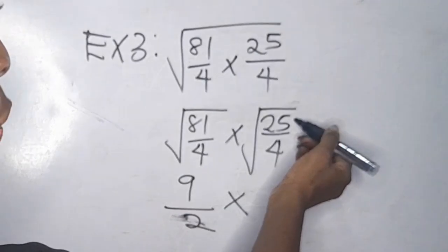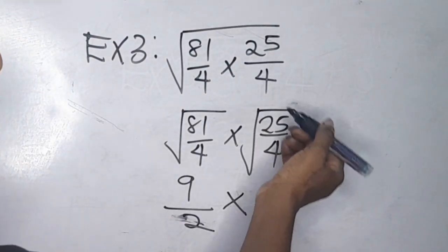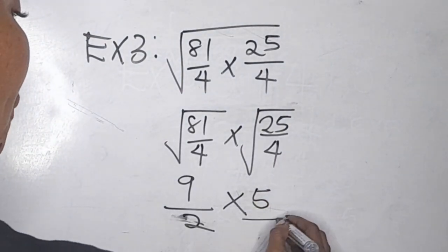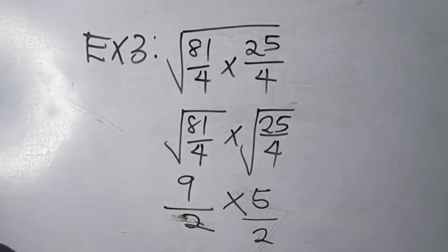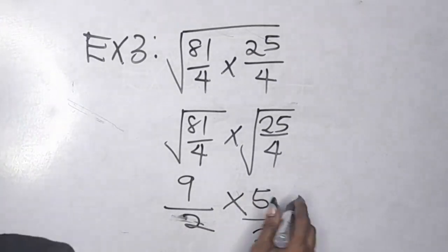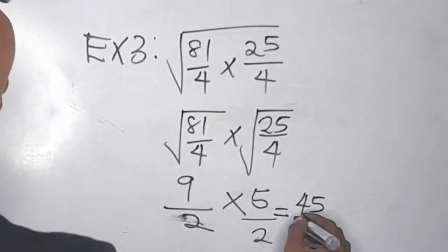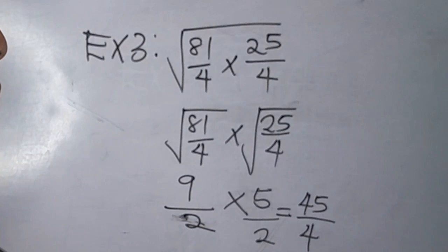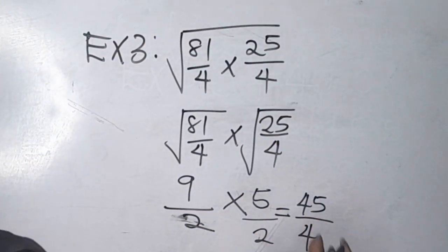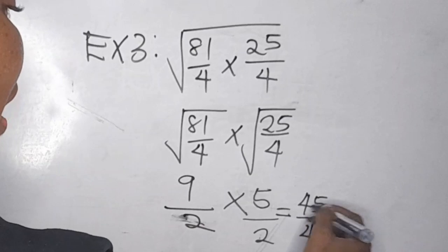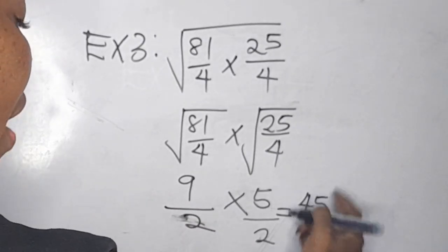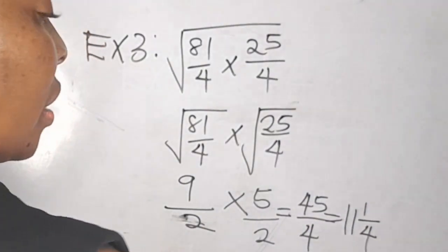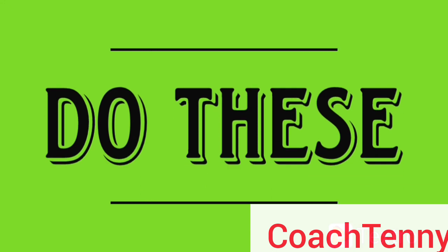times the square root of 25 is 5. That is 5 times 5 gives you 25, and the square root of 4 is 2. So now we multiply the numerators. 9 times 5 gives us 45. 2 times 2 gives us 4. This is an improper fraction, so we can change it to a mixed fraction, and it will give us 4 into 45 divided by 4 is 11 remainder 1. That 1 we put on top over 4 in the denominator.